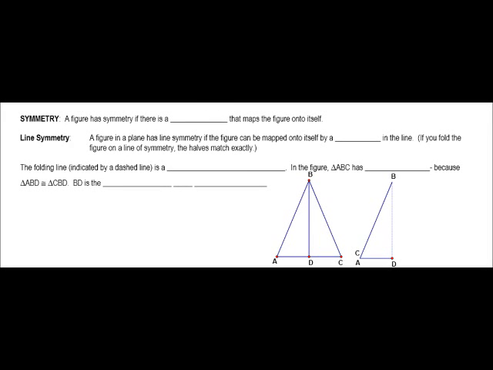Okay, let's review a little bit about symmetry. A figure is going to have symmetry if there's a fold that maps the figure onto itself. So a figure in a plane has line symmetry if the figure can be mapped onto itself by a fold in the line. If you fold the figure on a line of symmetry, the two halves match exactly. The folding line is your line of symmetry.